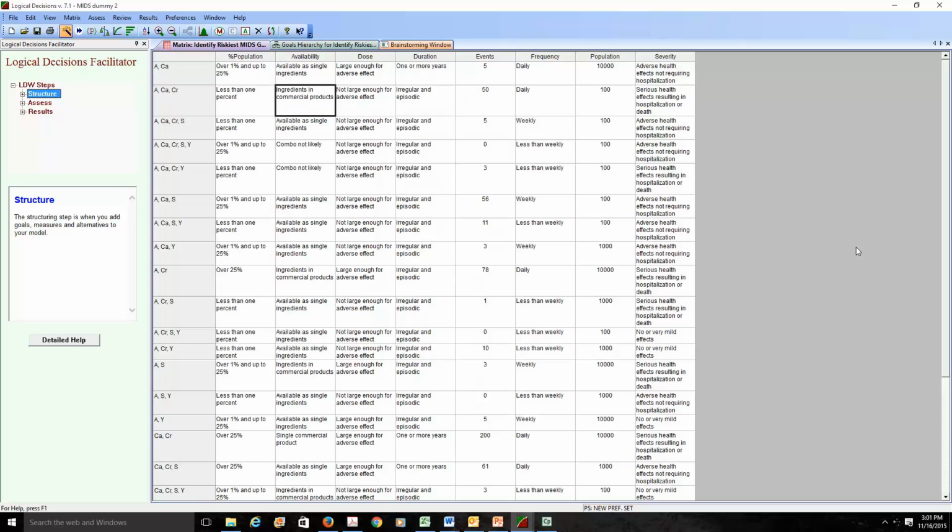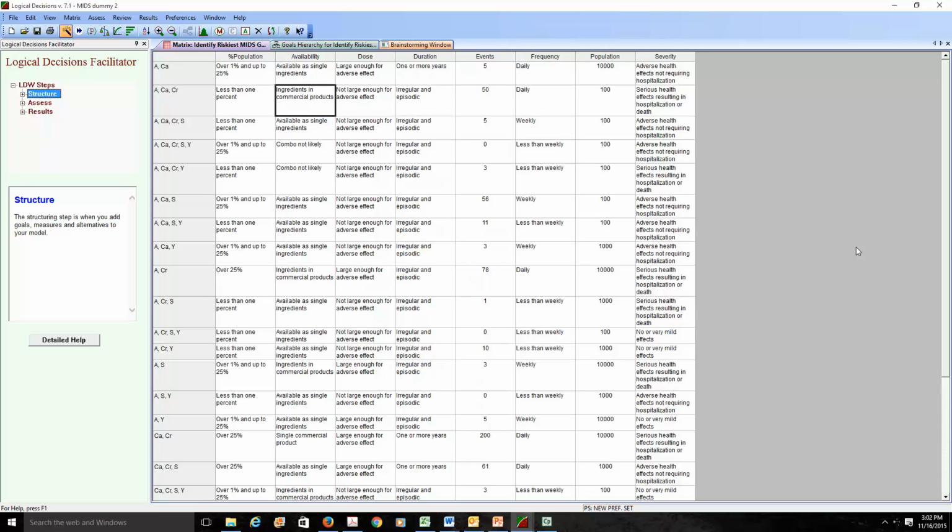Notice the percent of the population. If you scan down that column, you will see over 1% and up to 25%, less than 1%, and over 25%. So this is the way that we measured the percent of the population that was taking a particular combination of dietary supplements.